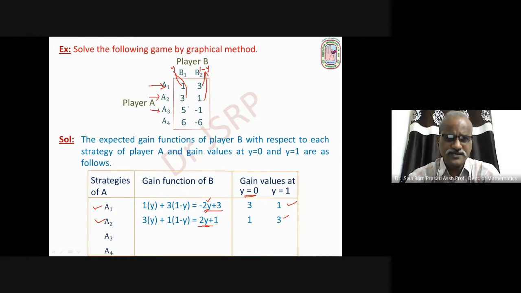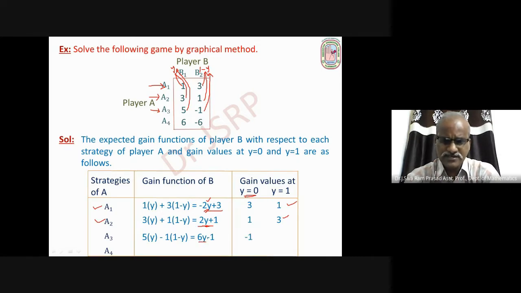The gain function of player B: 5 into probability y plus minus 1 into probability 1 minus y. So 5y minus 1 into 1 minus y. Simplify this: 5y minus 1 plus y, so 6y minus 1. Then calculate gain values. Substitute y equals 0 here: 0 minus 1, which is minus 1.